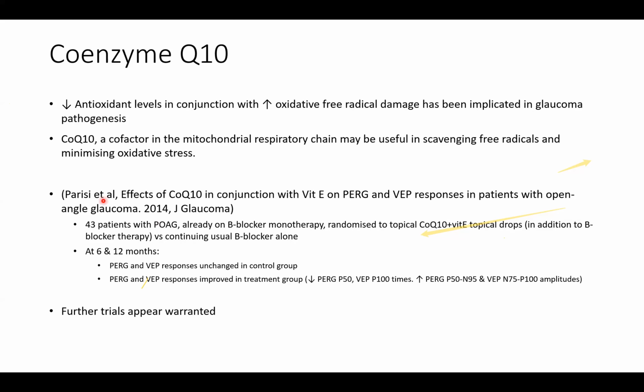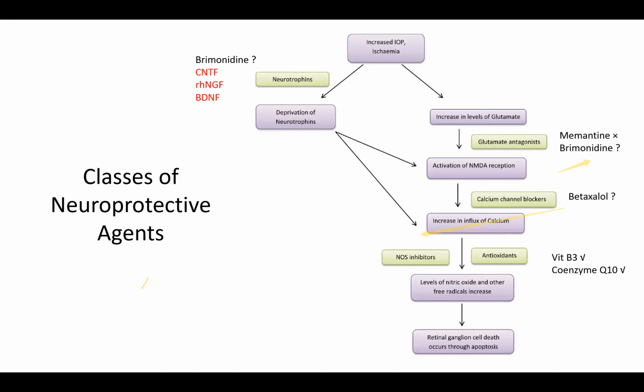This study in 2014 in the Journal of Glaucoma, in a small group of patients, found that in patients that were already on a beta blocker, adding topical coenzyme Q10 plus vitamin E drops improved their pattern ERG and VEP responses. However, further trials on this agent are still lacking. So that's another agent that needs further investigation.